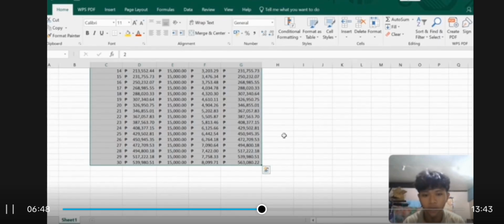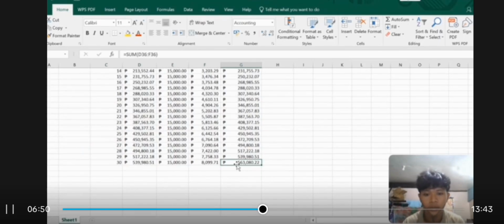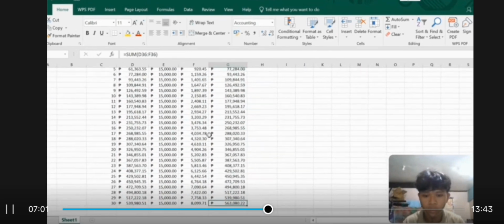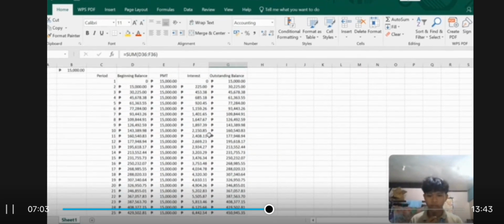So let's check, guys, if our future value is equal to the last payment, which is 563,080 pesos and 0.22 centavos. Then so they are the same, guys. So I hope you learned something about sinking fund schedule.